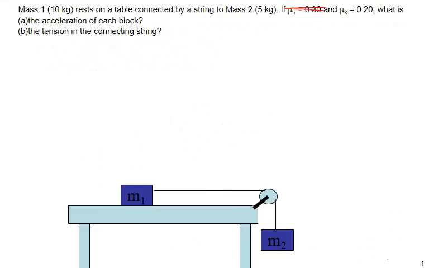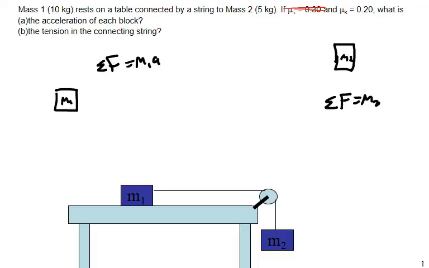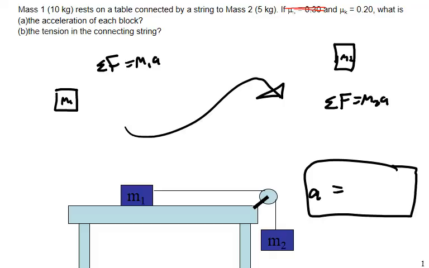Now once it's moving, then we need to set it up just like we did in the last one. We set up two separate free body diagrams. Here's mass 1, here's mass 2, two separate sums of the forces. Sum of the forces equals m1a, sum of the forces over here equals m2a. And the only addition now is friction. And then we'll need to substitute in and get the acceleration equation. So yeah, go ahead and pause the clip and give this a try. And when you're ready to check, you can hit play to continue.